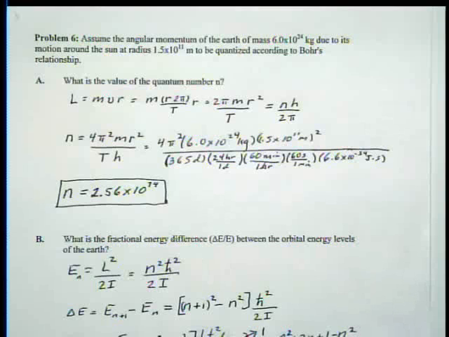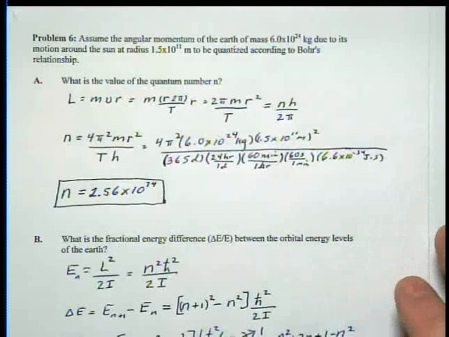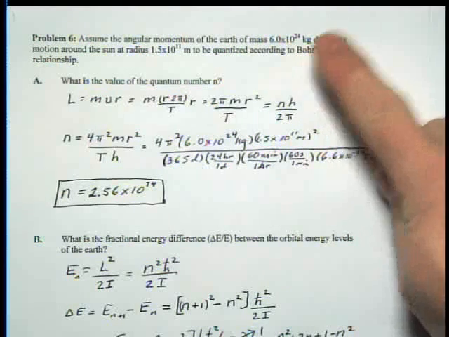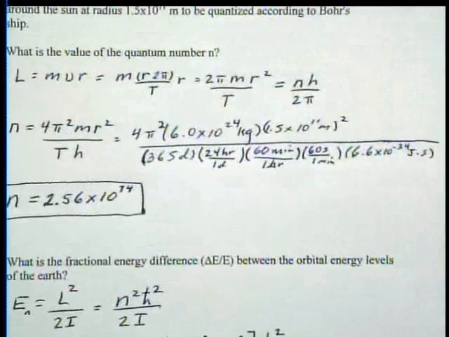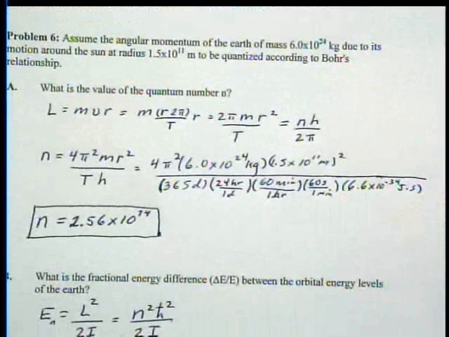All right? So the question, which is basically a question out of Eisberg and Resnick's Blue Bible, is the following. Assume that the angular momentum of the Earth, of mass 6 times 10 to the 24th kilograms, due to the motion around the sun, at a radius of 1.5 times 10 to the 11th meters, is quantized according to the Bohr relationship.